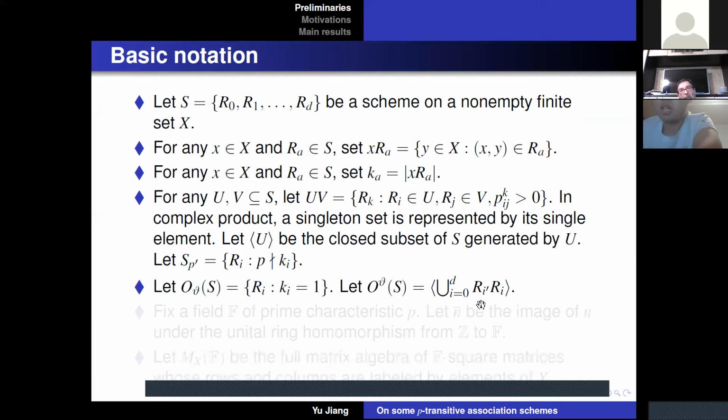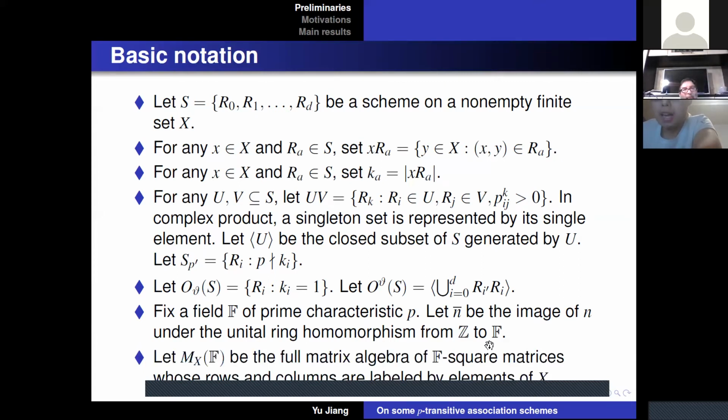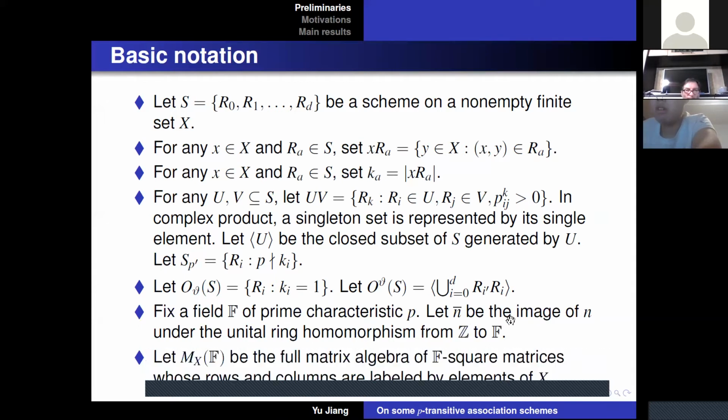And now we fix a field F of prime characteristic p. Here p is a prime. Let n bar be the image of n under the unitary ring homomorphism from Z to F. Let M_X(F) be the full matrix algebra of F-square matrices whose rows and columns are labeled by the elements of X.